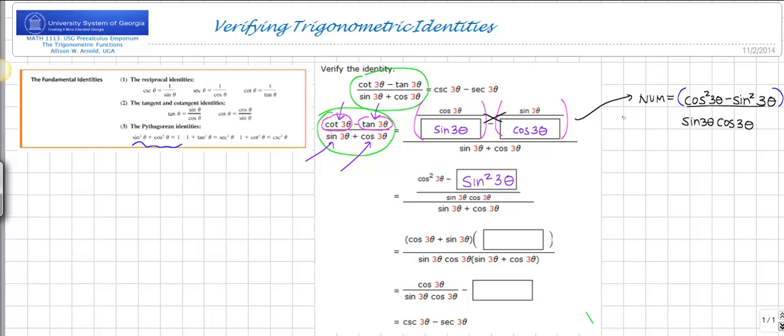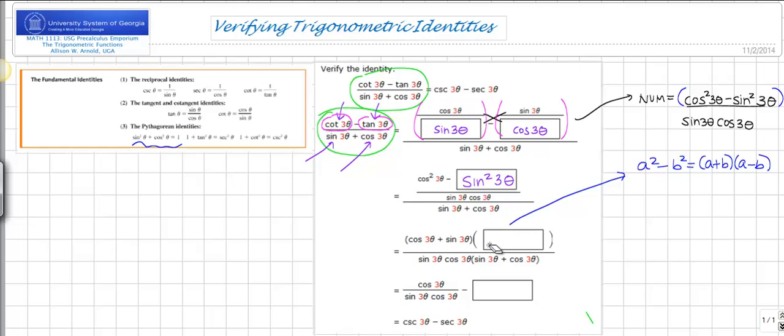So what I want you to notice in algebra to achieve what they have here is that if you have a difference of squares, then we know how to factor that into a product of conjugates. So cosine squared 3 theta minus sine squared 3 theta would factor as cosine to the first 3 theta plus sine to the first 3 theta times its conjugate. So that would be cosine 3 theta minus sine 3 theta. Okay?